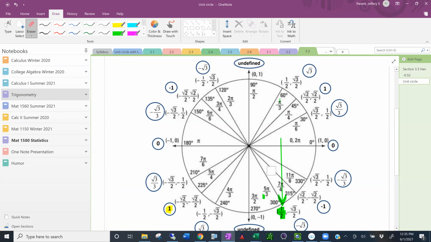7 pi over 6. Thanks, Kirsten. That's one of them. 11 pi over 6. So if we draw a little line here at negative 1/2, you see the two places where the sine is negative 1/2. So it's going to be 7 pi over 6 and 11 pi over 6. Both of them have a Y coordinate of negative 1/2. So let's write that down for ourselves.